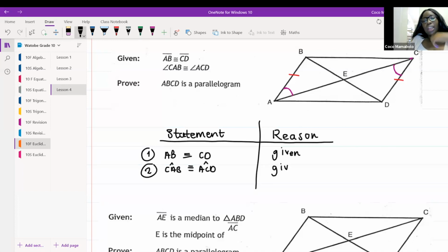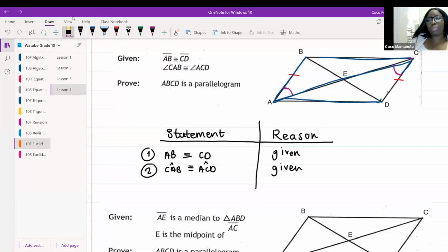That's also given. Now, what we're going to do, guys, is treat these as two different triangles. We're going to look at the triangle ABC and the triangle CAD, other way around, actually. No, I'm lying. Triangle CDA.